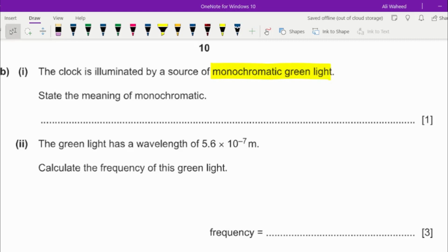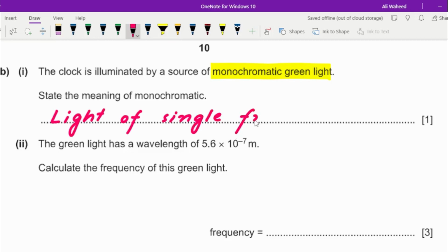Monochromatic refers to a single color, and each color has a specific frequency. So green color has a certain frequency, and if you're referring to only green color, we are referring to a specific frequency. So what we can write is a light of a single frequency or a single wavelength would be called monochromatic light. In IGCSE, that is part of the syllabus. Here in O levels, we don't actually need it, but still, just to be on the safe side, we can do it.